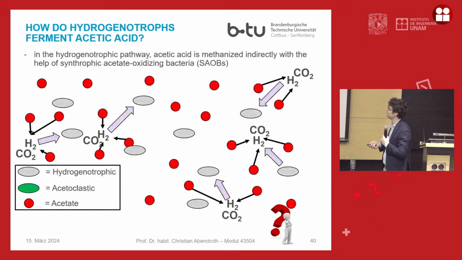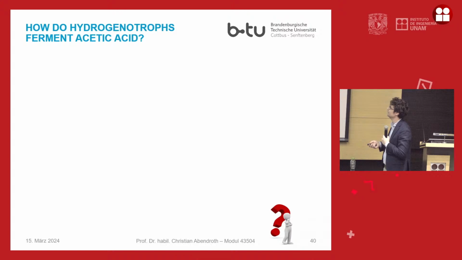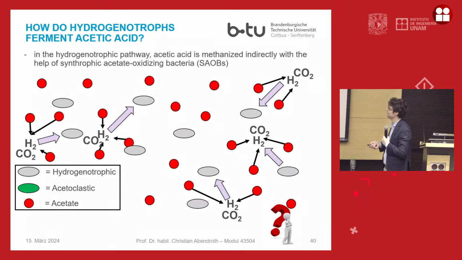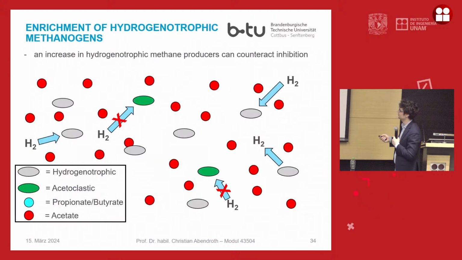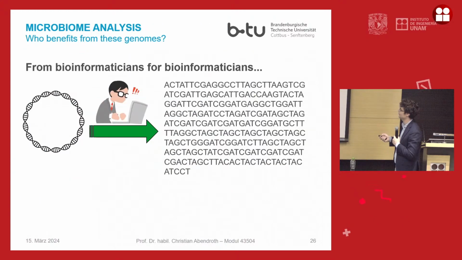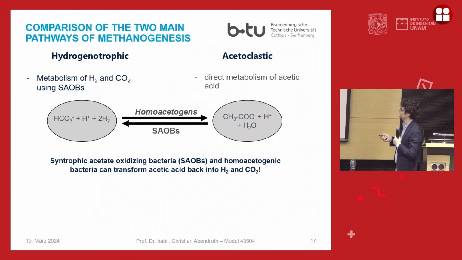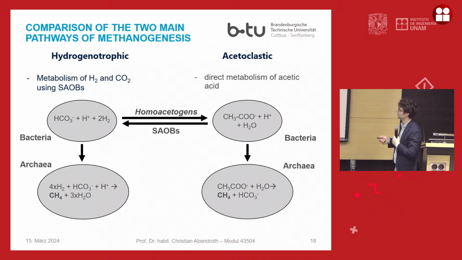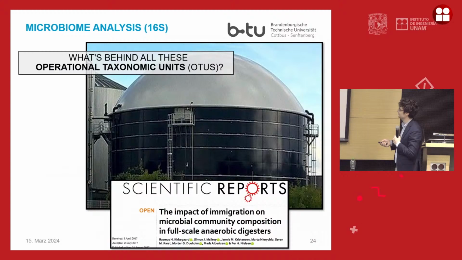Oh, I already asked this question. So how do hydrogenotrophs ferment acetic acid? So we answered this question already. Because we have the syntrophic acetate oxidizing bacteria. Do you still remember them? I can show you the picture where we saw them first. I mean, we didn't see the bacteria, but we saw what they are doing. This picture. Here we have the syntrophic acetate oxidizing bacteria. And if we have too much acetate but no hydrogen, they can turn it and make it accessible.